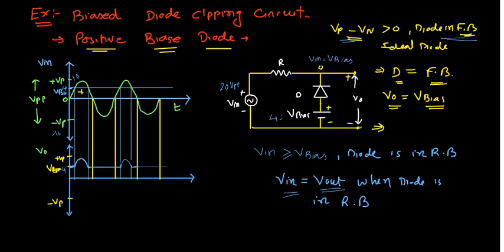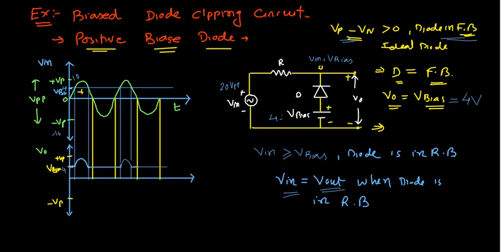So whenever this diode is in forward bias, it will be shorted at that time. This V bias directly appears at the output side. So V output is nothing but V bias. So in that case, if we consider this example, we'll get 4 volt at the output side, and that is shown over here, 4 volt at the output side.